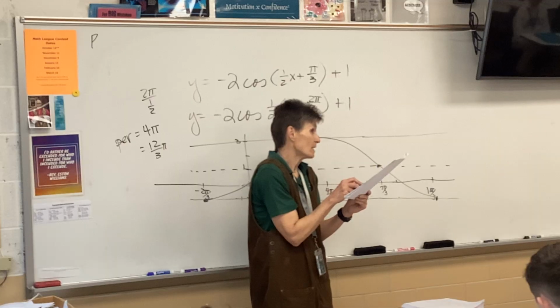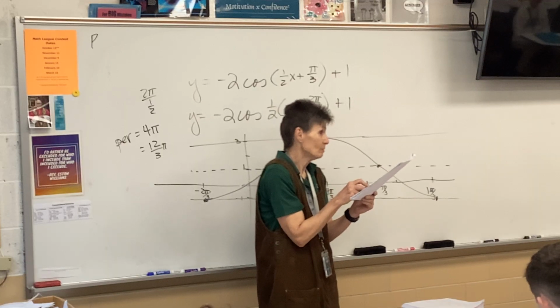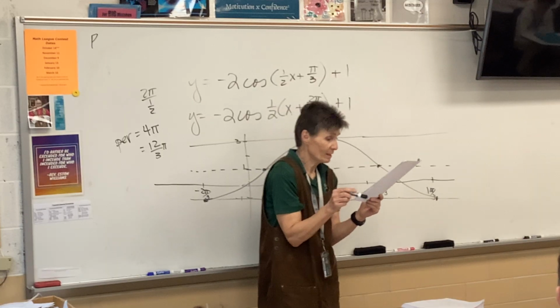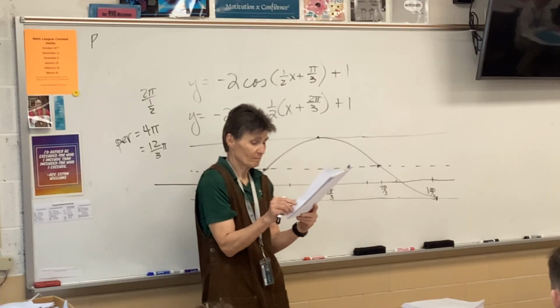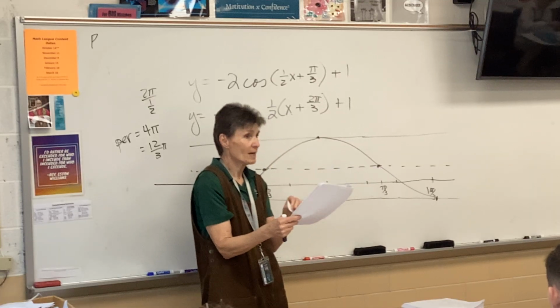Because if C were pi over 2, that would shift you pi over 2 to the left. And is that a cosine curve starting at negative pi over 2? Yeah, that would be great. That would be absolutely great. Are we okay with that?